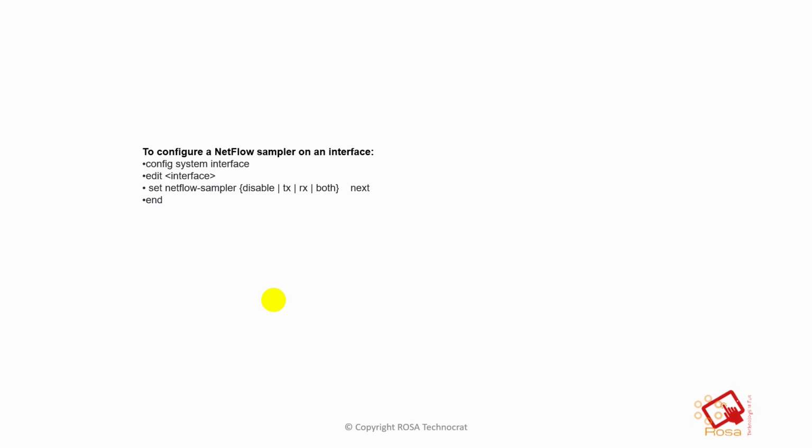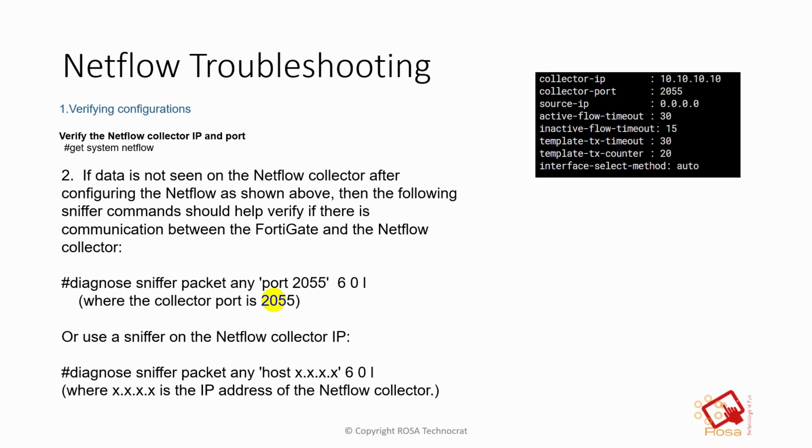Now, when you are configuring the NetFlow sampler, you have to configure it on an interface as well. As we already discussed, we will see all this on the device. If you want to verify the configuration for NetFlow, you can do a get system netflow. It will show you something like this, where you can verify the collector IP, collector port, source IP, and the other parameters we discussed: template timeout, inactive flow timeout.